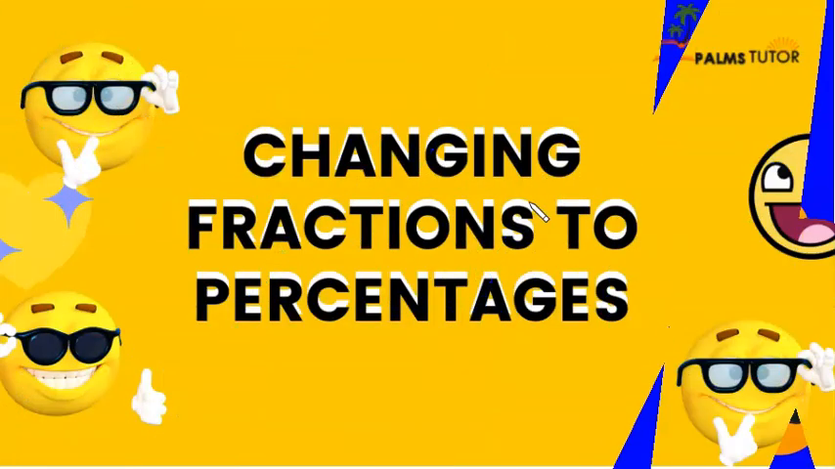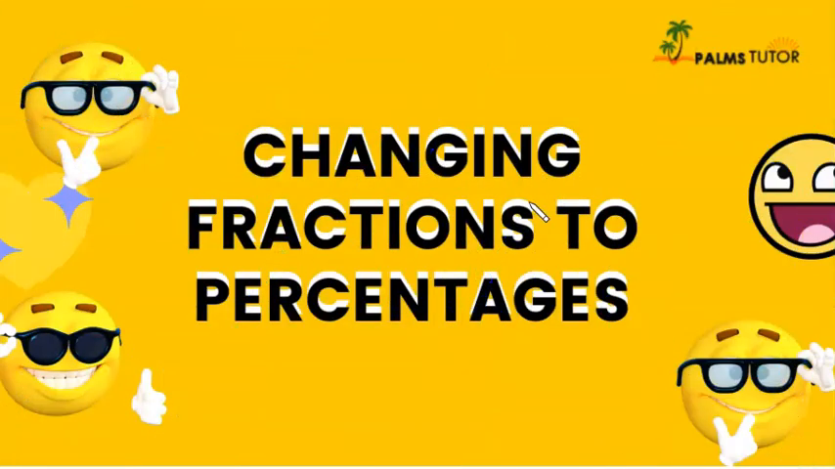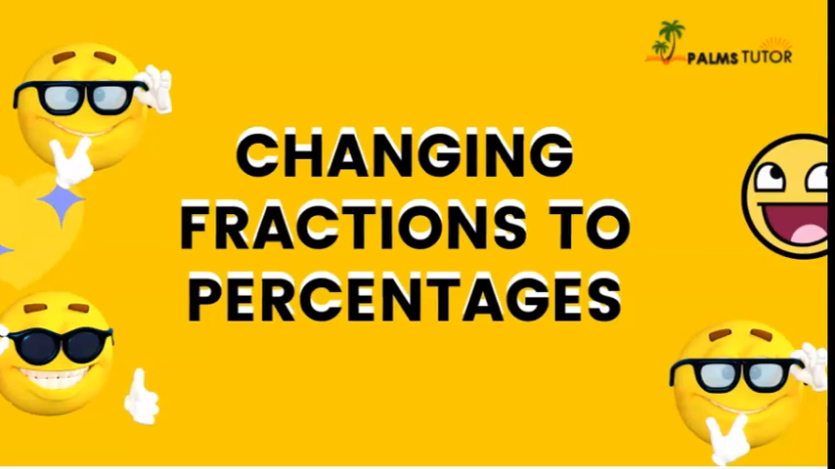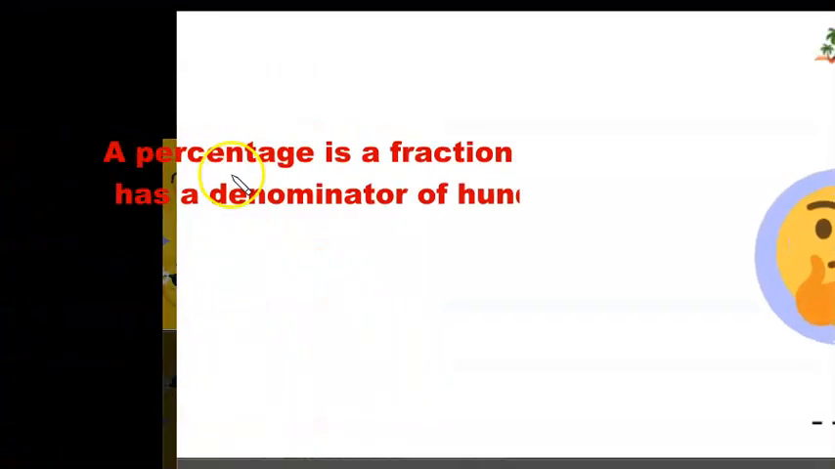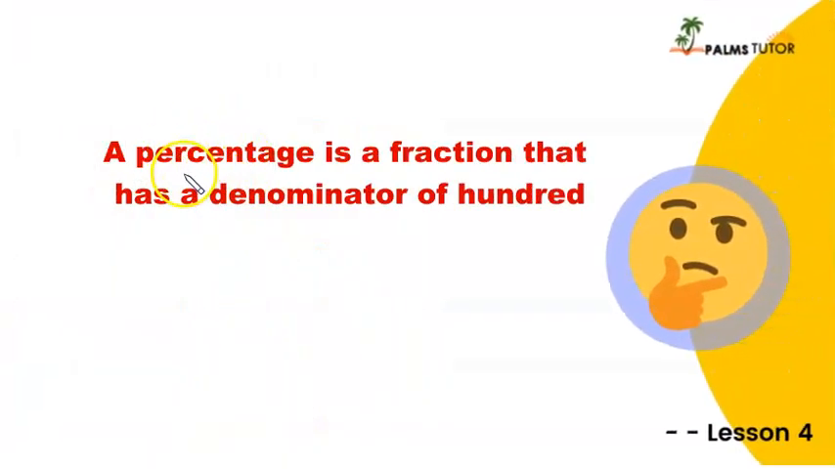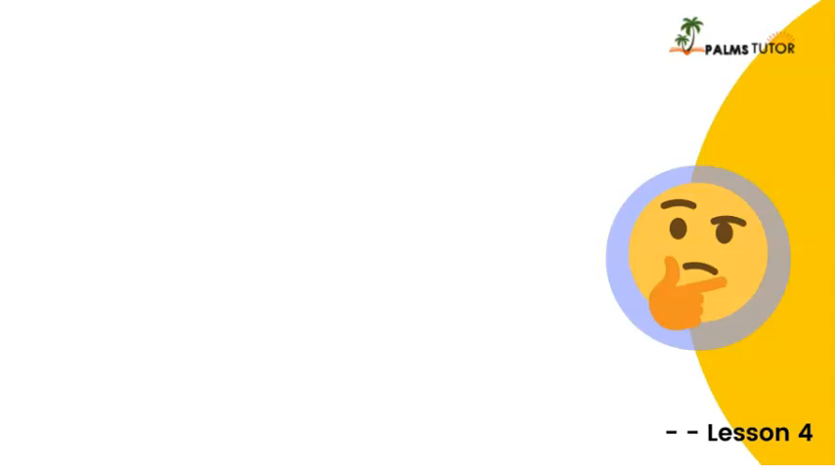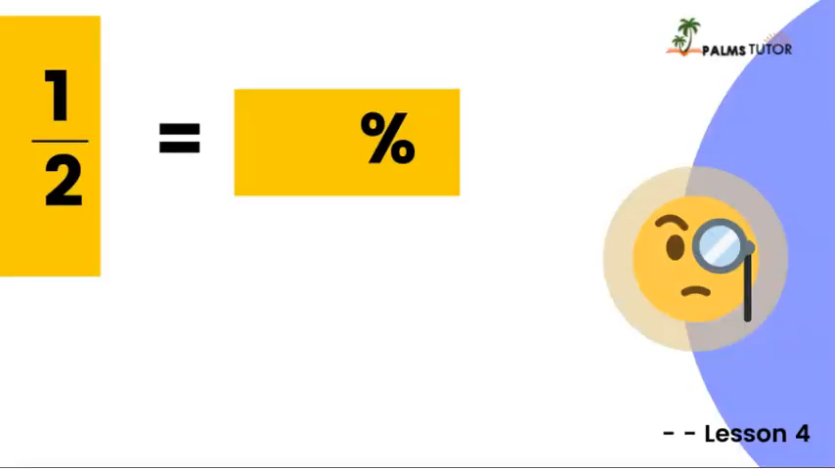Changing fractions to percentages: how do we change, or let's say convert, a fraction to a percentage? Remember that a percentage is a fraction that has a denominator of 100. Do you remember? Yes. So, anytime we want to change a fraction to a percentage, we simply multiply that fraction by 100. Isn't that amazing?